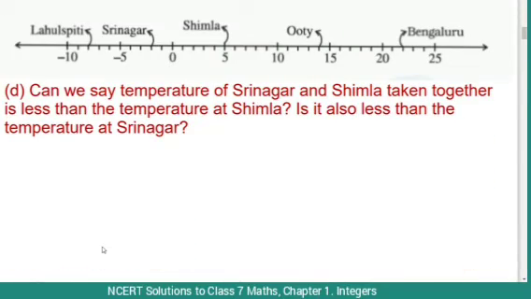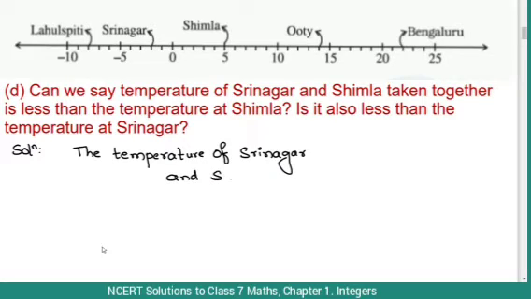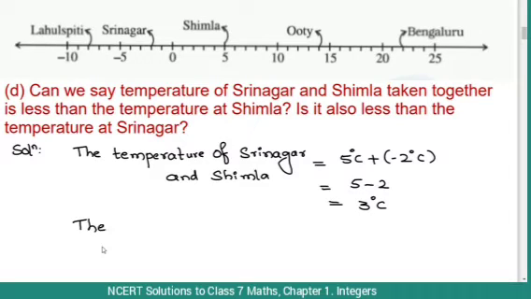D. Can we say temperature of Srinagar and Shimla taken together is less than the temperature at Shimla? Is it also less than the temperature at Srinagar? Solution: the temperature of Srinagar and Shimla is equal to 5 degrees Celsius plus in bracket minus 2 degrees Celsius. 5 minus 2 is 3 degrees Celsius.